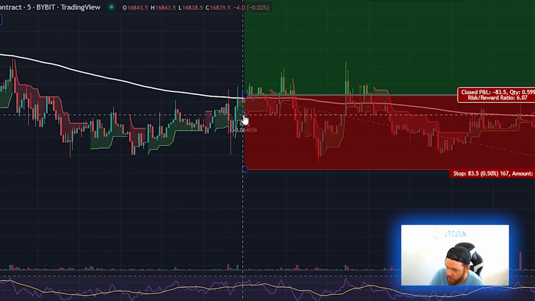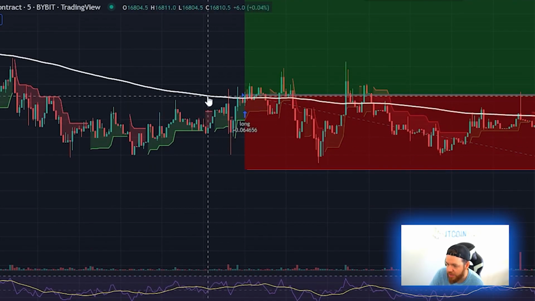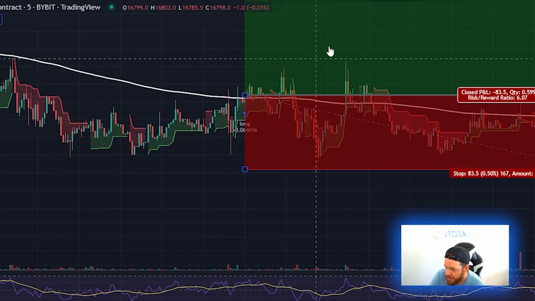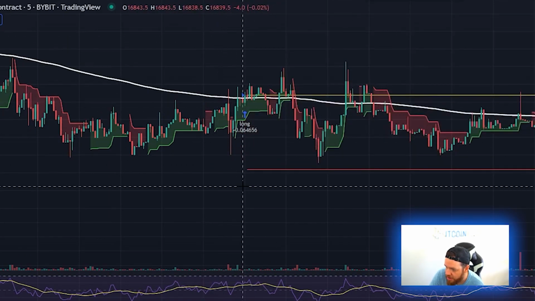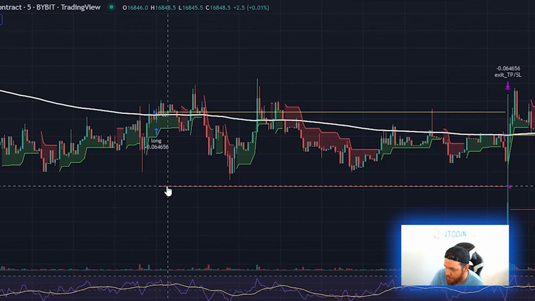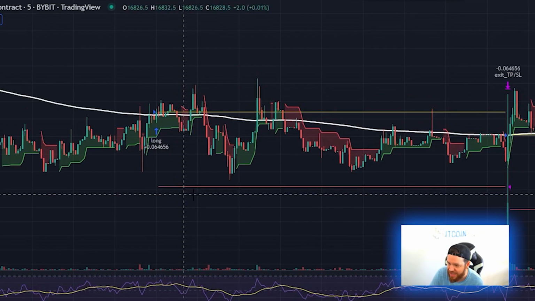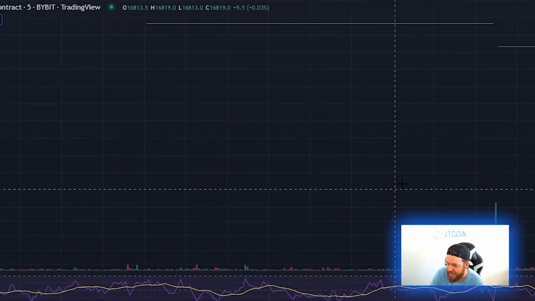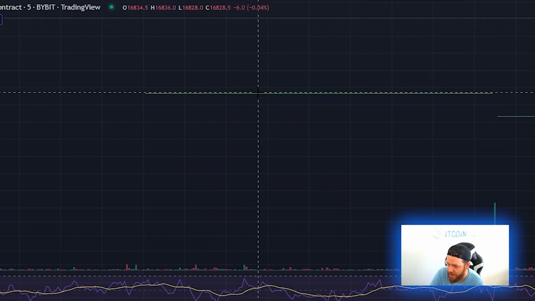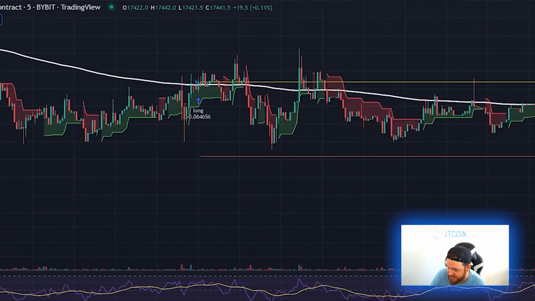So it says long with an arrow showing which candle it used to open that trade. And if we take off our drawing here, you can see that it's set up its stop loss at 0.5%, exactly where we had it. And take profit way up here at 3%.